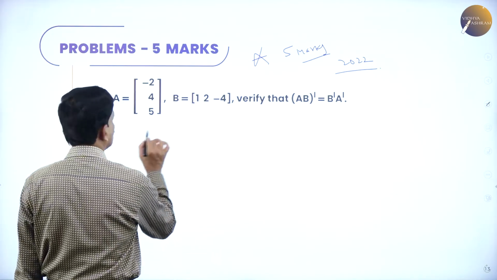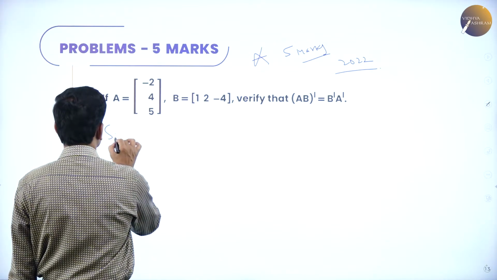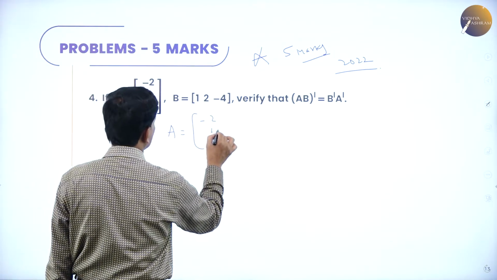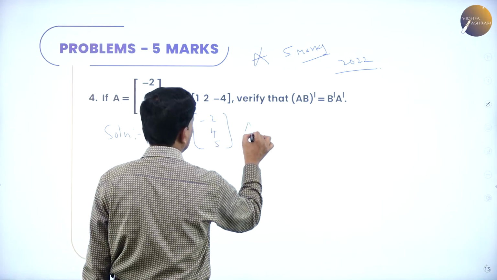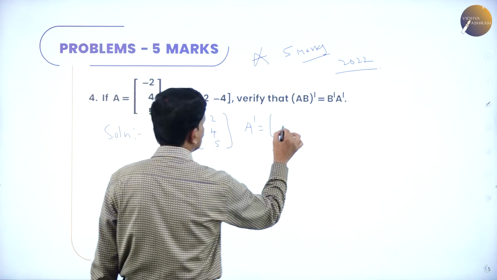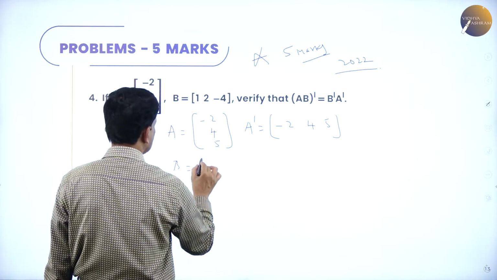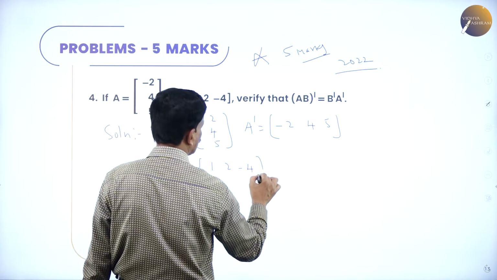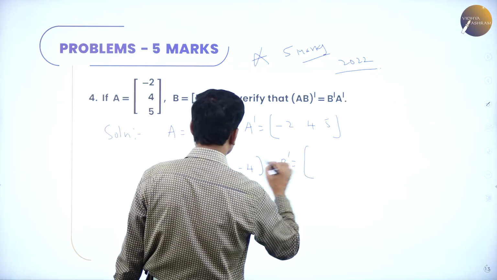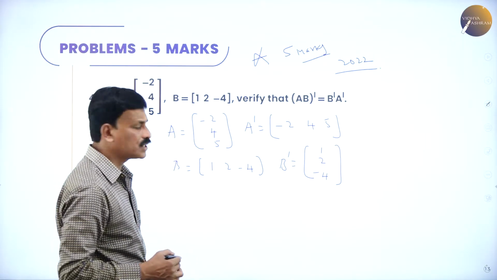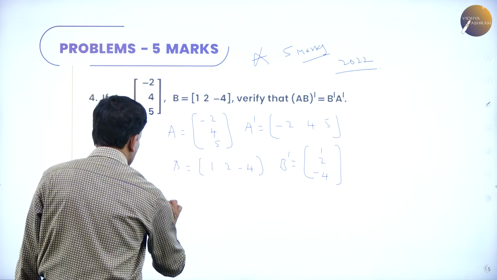See what is given. Let us find out first. What is A here? A is equal to minus 2, 4 and 5. Write down A dash. A dash for this is minus 2, 4 and 5. What is B given? B is equal to 1, 2, minus 4. Write down B dash is equal to 1, 2, minus 4. Now let us come to the LHS. What is LHS? Left hand side.